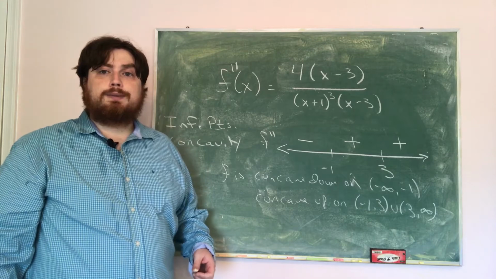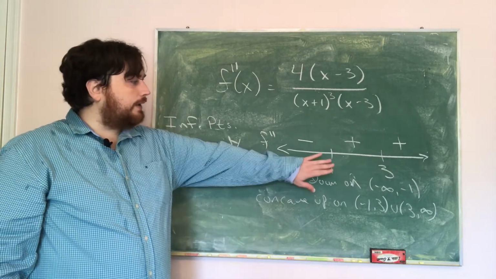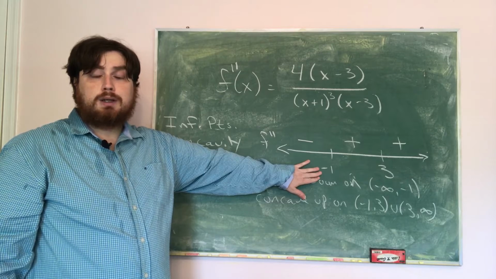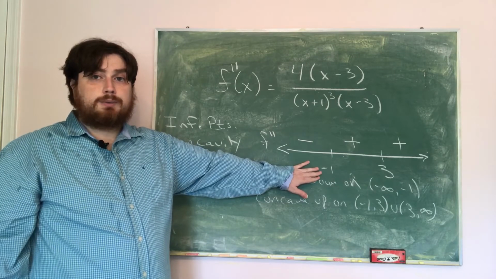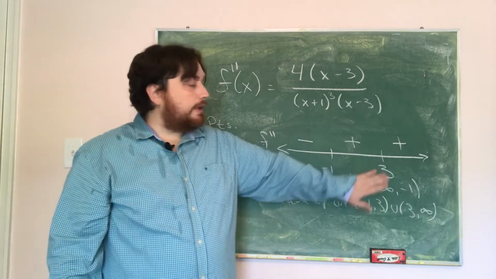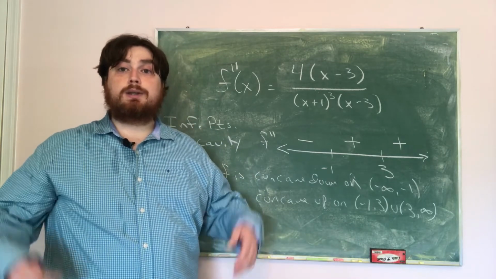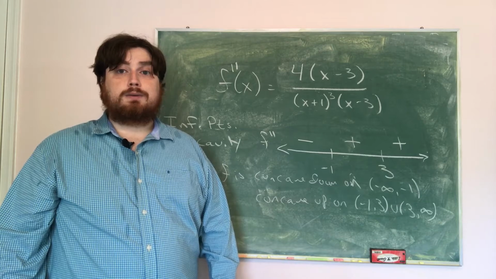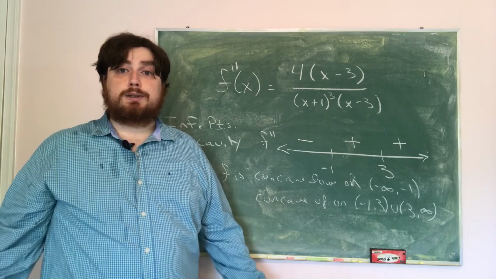Now, we want to note if there's any inflection points. If we look at negative 1, remember that negative 1 was not in the domain of the function, therefore it cannot be an inflection point. Furthermore, 3 was not in the domain of the function, so it cannot be an inflection point. So indeed, we will have no inflection points for this function, just like we had no extrema.